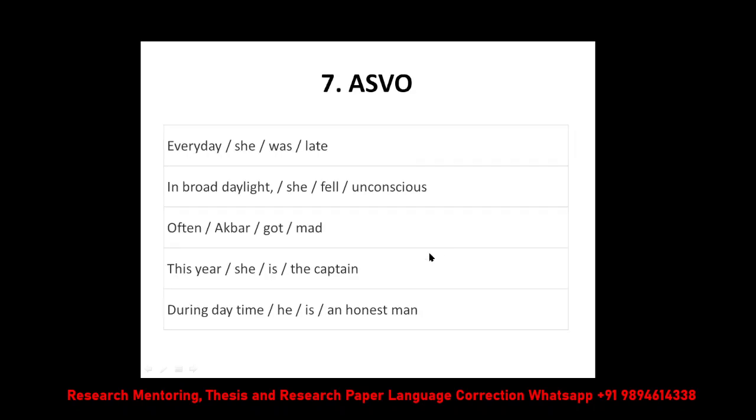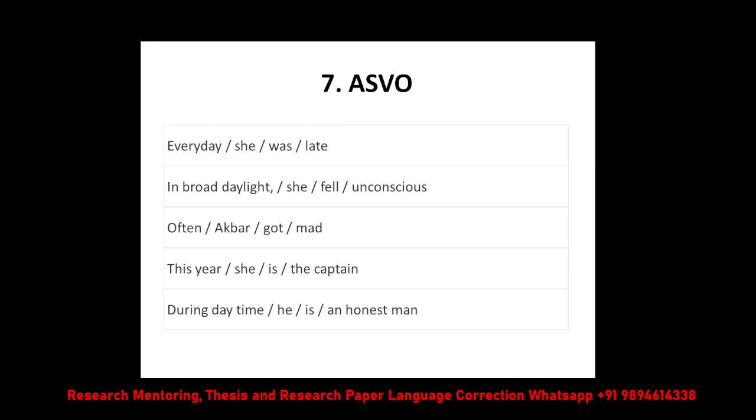Rule number 7. First starts with adjunct, then subject, verb, object. The first thing will talk about time. Look at that: every day, in broad daylight, often, this year, during daytime. The rest of the thing you know very well. She was late. She fell unconscious. Akbar got mad. She is the captain. He is an honest man. Right?